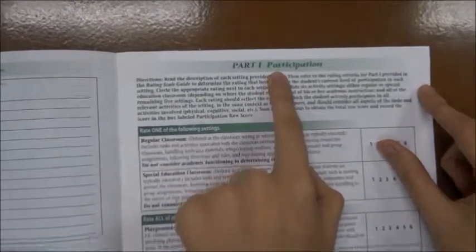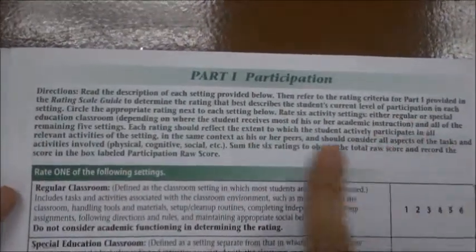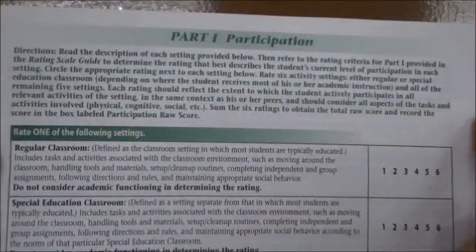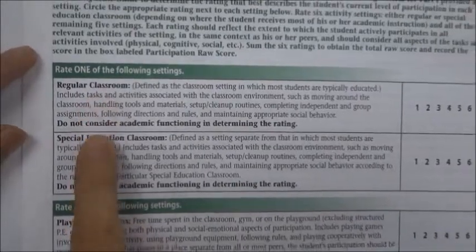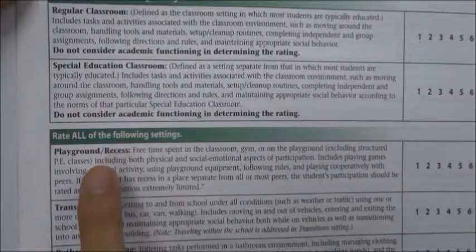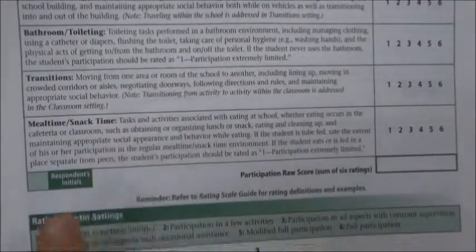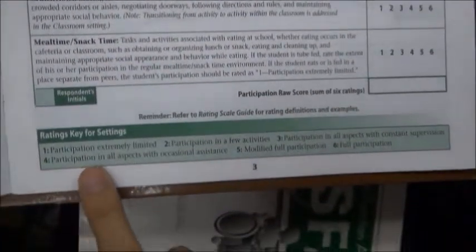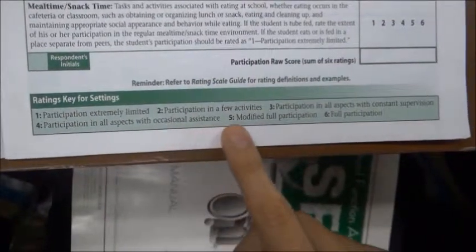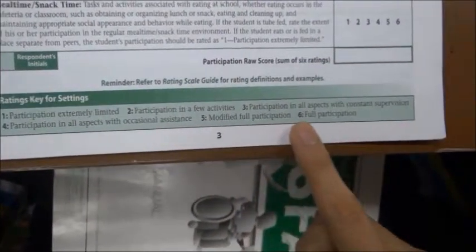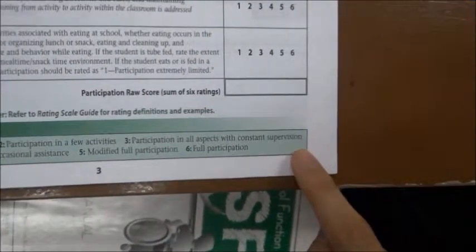First, the participation scale examines the level of participation in 6 major school settings. These settings are the regular classroom, special education classroom, playground or recess, transportation, bathroom or toileting, transitions, mealtime or snack time. Each setting is scored from 1 to 6, with 1 being extremely limited participation and 6 for full participation. The rating for each setting is combined for a total participation raw score.